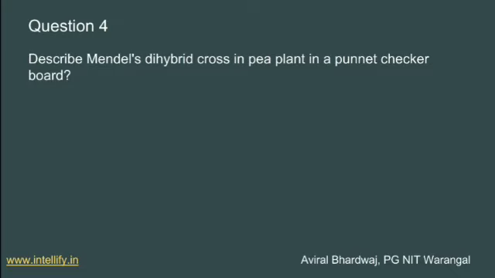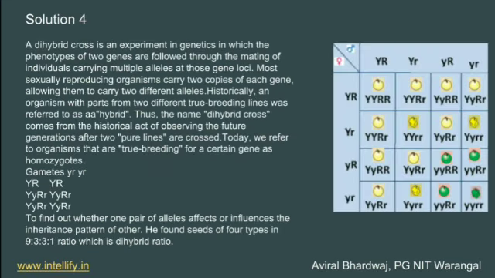Next is: describe Mendel's dihybrid cross in the pea plant in a Punnett checkerboard. It is a main question for biology, class 10th. So there is a breed combination YYRR, and on the right side of the diagram, yyrr. So there is a breed table.